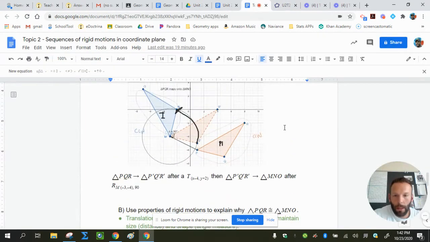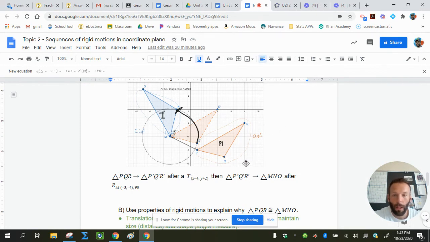So take a look at my notes. Here's the picture. I did it the exact same way. I said, first, I took triangle PQR. I made triangle P prime, Q prime, R prime by doing a translation where I moved x's to the left 4 and y's up 2. Then that triangle became this triangle after a rotation about point M, which had the coordinates (3, -4), and the degree was 90 degrees. So that's how I did it in GeoGebra, and that's how you can do it in future questions.